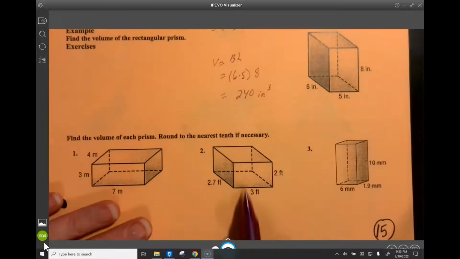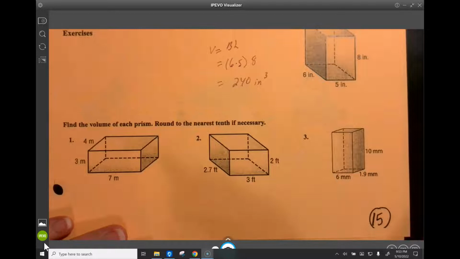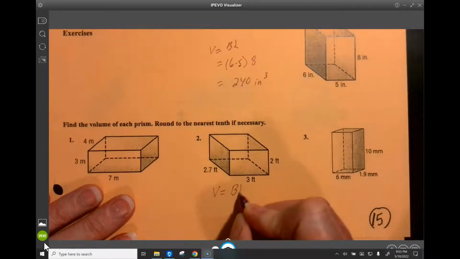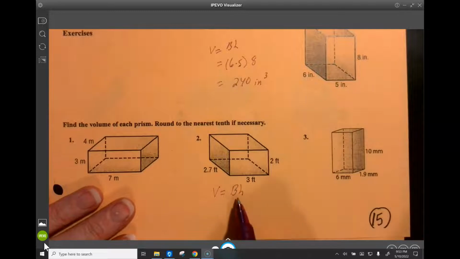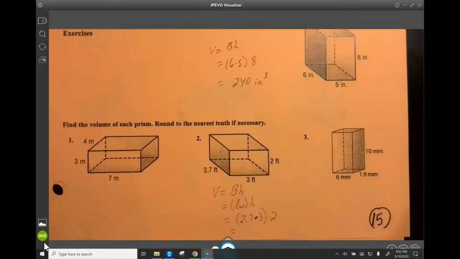Not a long video for rectangular prisms. So let's just pick one. Oh, I don't know. Let's pick the middle one. So to find volume of a rectangular prism, of any prism you're going to see, it is area of the base times the height. So the area of the base is length times width times the height. So 2.7 times 3 times 2. Pull out your calculator.